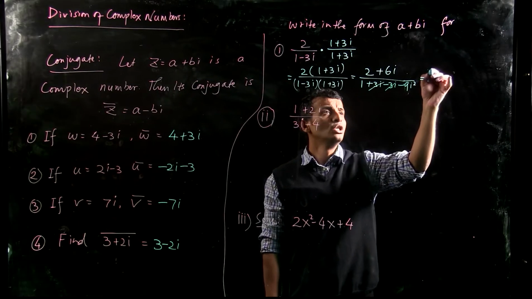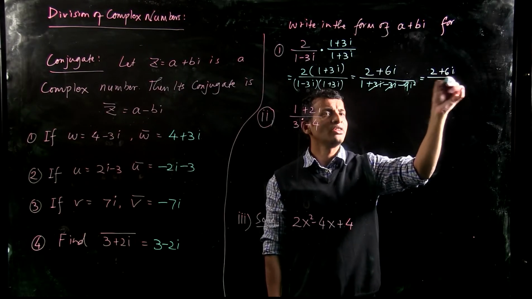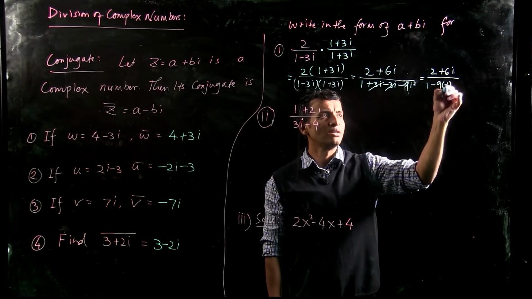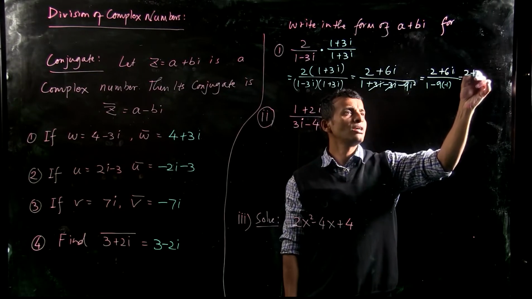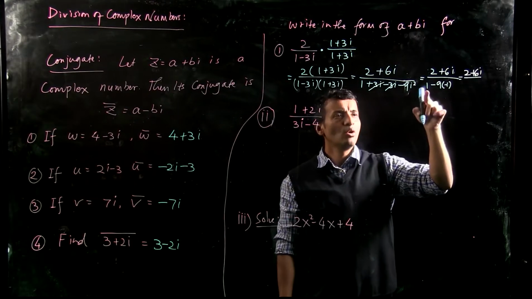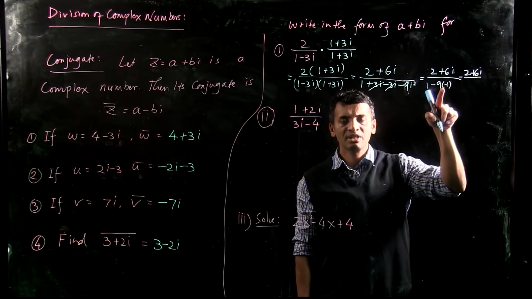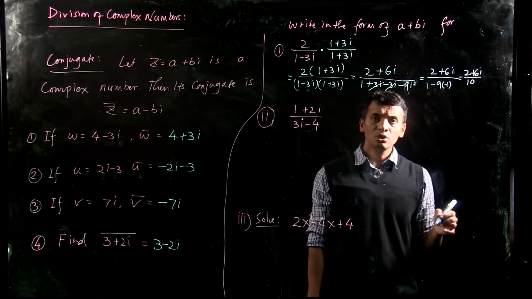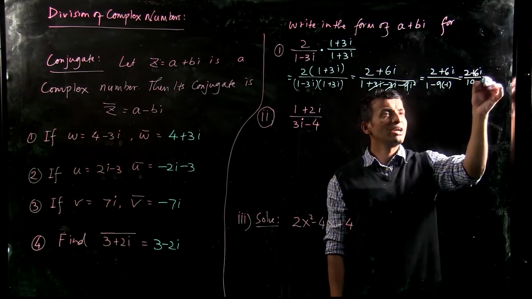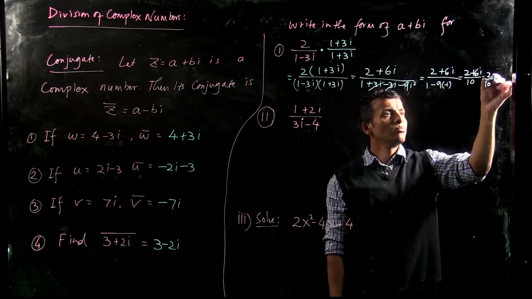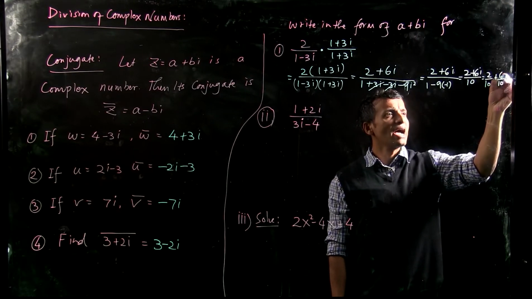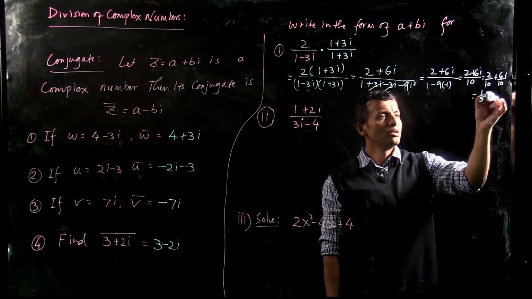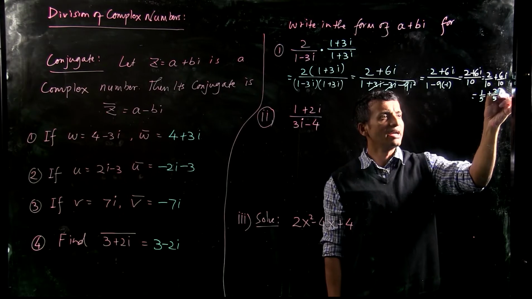And then on the top you get 2 plus 6i. On the bottom you get 1 minus 9i squared. What is i squared? Negative 1. So you got 2 plus 6i divided by 1 minus 9 times negative 1, which is plus 9. 1 plus 9 is 10. So if you want to, you can split it. You can write 2 over 10 plus 6 over 10i. If you divide by 2, you will get 1/5 plus 3/5 i.